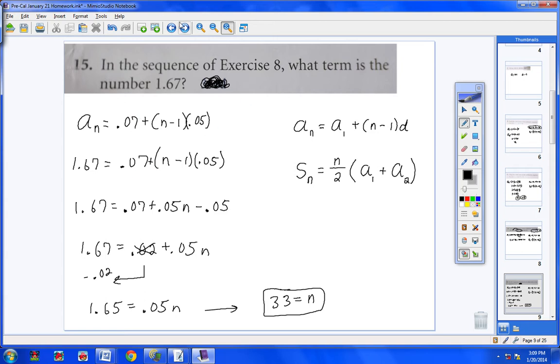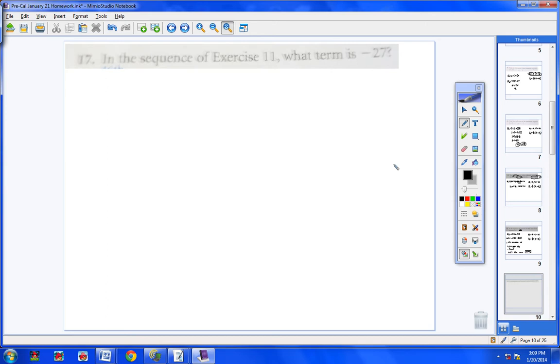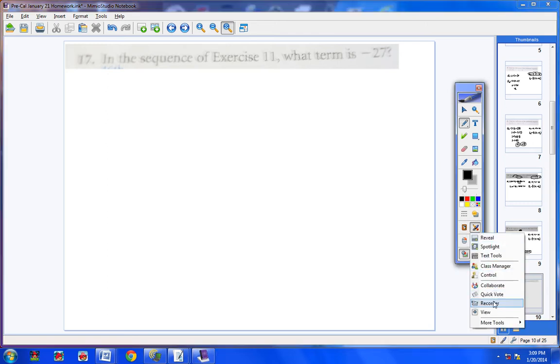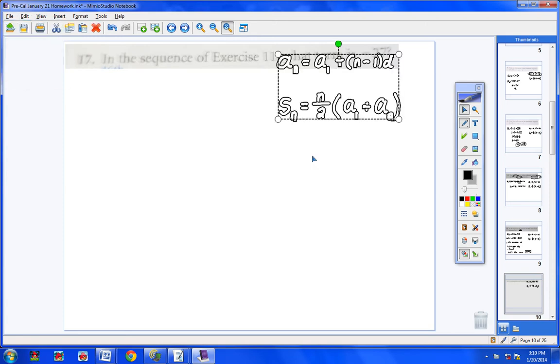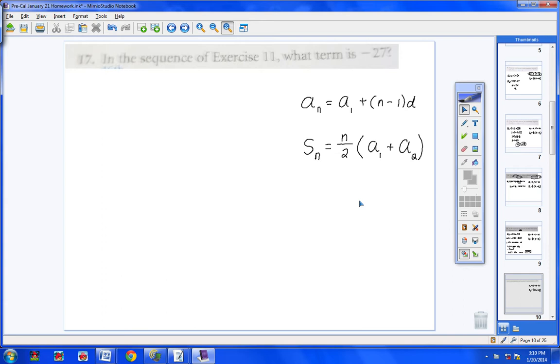All right, let's continue on now to number 17. Some of these pictures are really blurry and faded. I'm not sure why that happened, but nonetheless, we'll try to do the best we can. Number 17 says, in the sequence of exercise 11, what term is -27?